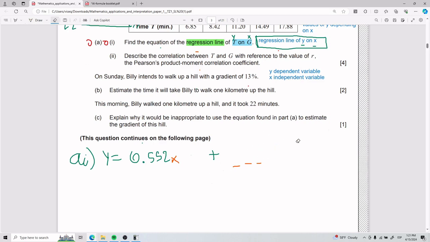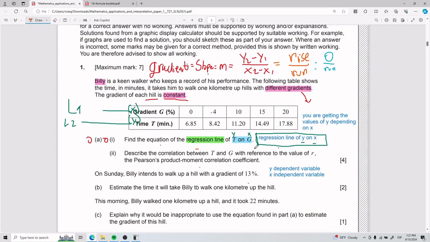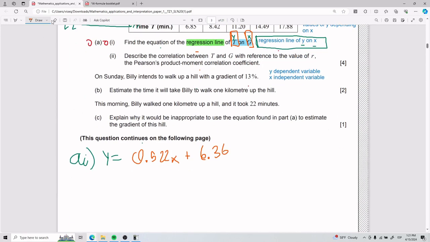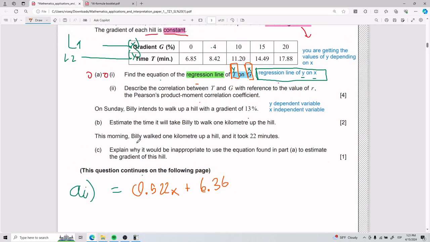6.36, okay? So with significant figures, if you really want to, and just to keep it all in the same color, it would be 0.522x plus 6.36. Now, I did put y and x here, right? Because of context, we said earlier that t is y, and g is x. So I'm just going to replace that quickly. You're going to end up with t equals 0.522 G. All right. So just to follow through with the context, that's what it would be.